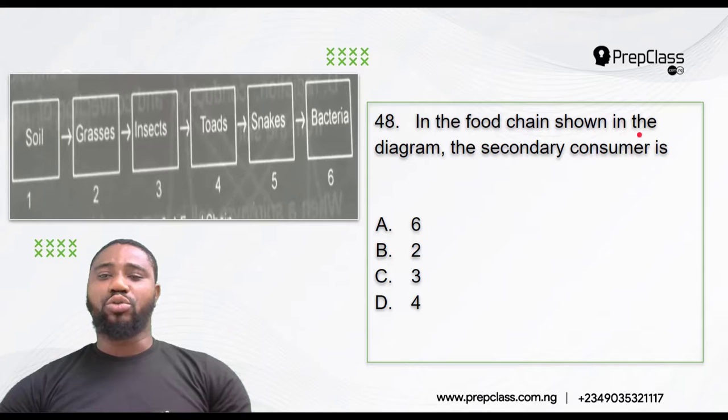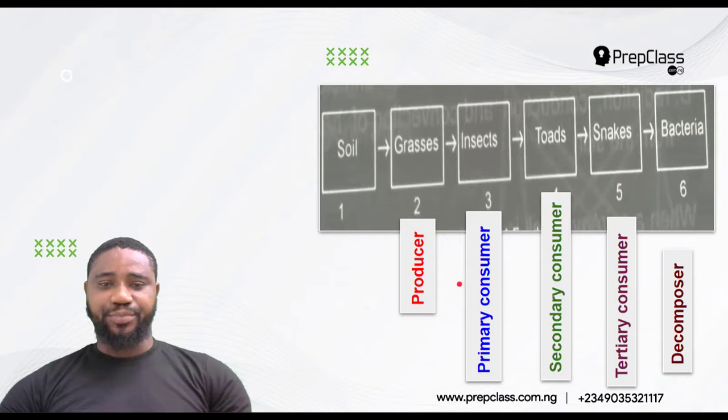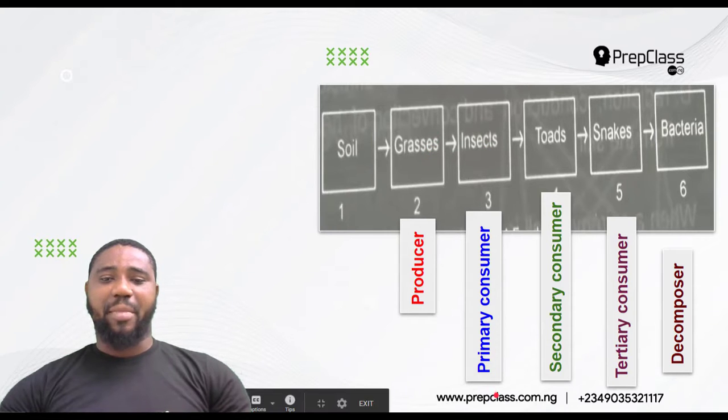So in the food chain shown in the diagram, the secondary consumer is, let's now open it up and analyze it. Grass that produces food from photosynthesis and grows on the soil is a producer. The insects that feed on the grasses first are the primary consumers. The toads that now feed on the insects are the secondary consumer. The snakes that feed on the toads are the tertiary consumer, and the bacteria that feed on the snakes and decompose them are called decomposers.